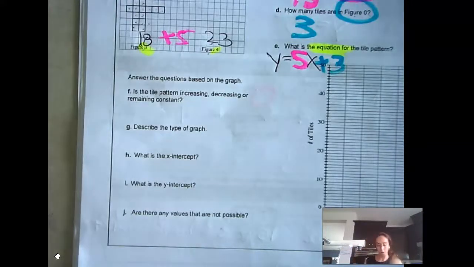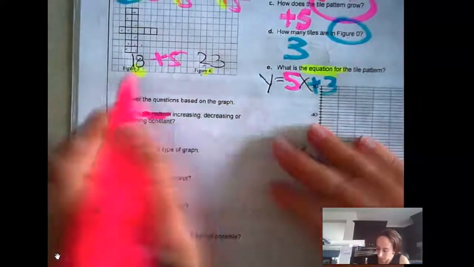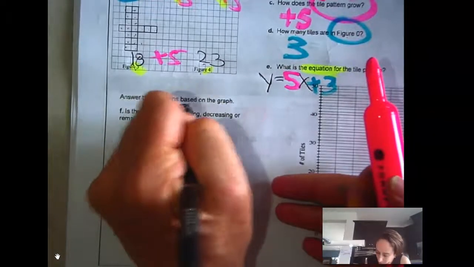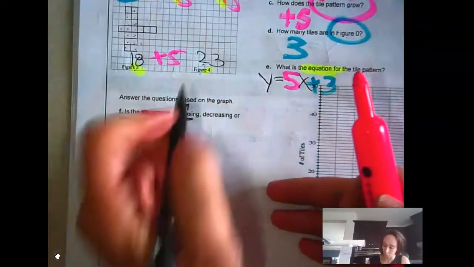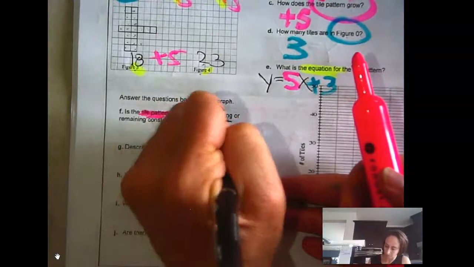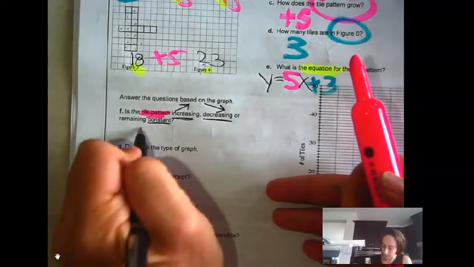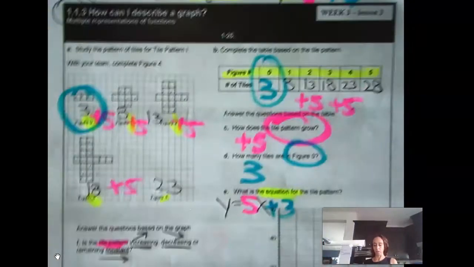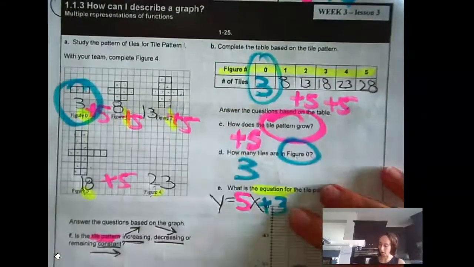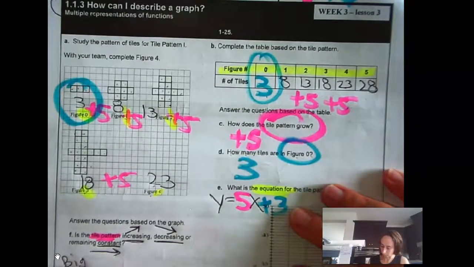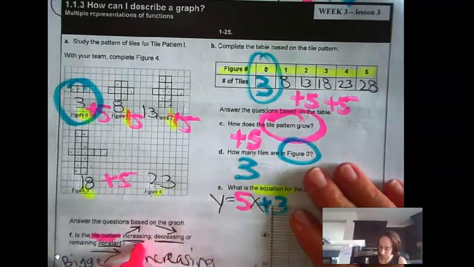All right, let's do the next one. Now they want to know, is the pattern increasing, which means get bigger, or is it decreasing, or is it staying the same? Well, let's look. What's happening to my numbers? They are getting bigger, so that means it is increasing. So my pattern is increasing.